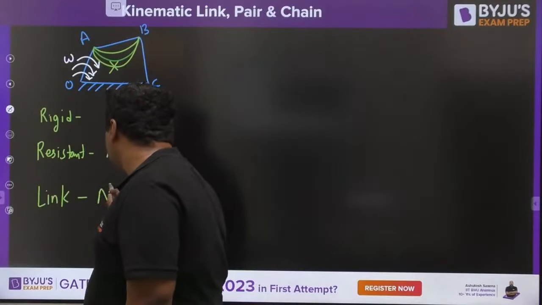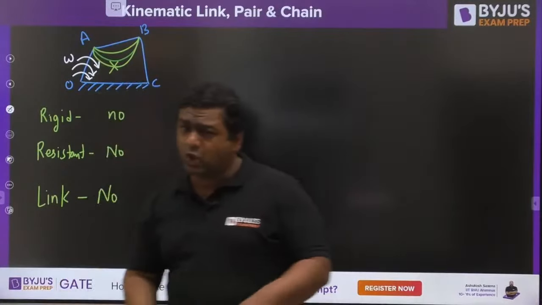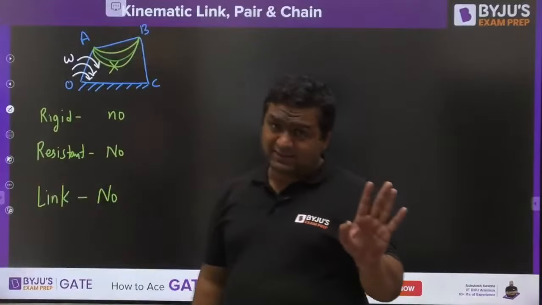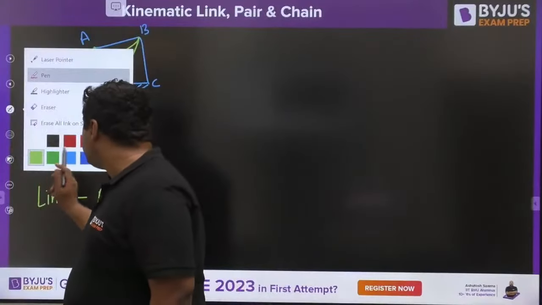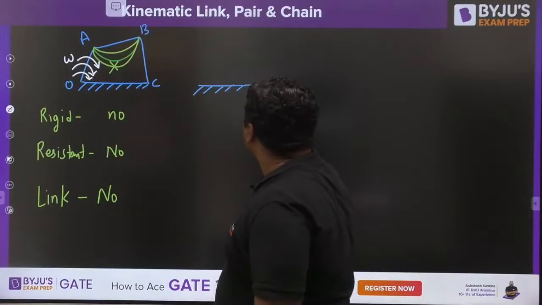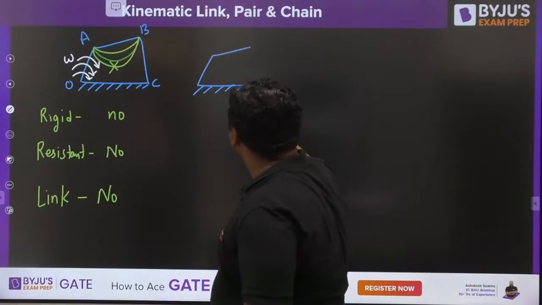You will say no, it is not a kinematic link, because for any link, it must be a resistant body at least. So my dear, we are moving to the second condition now. The second condition could be like this. We have this link like this.